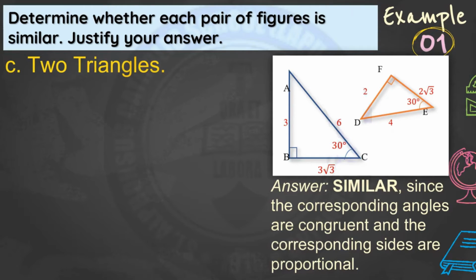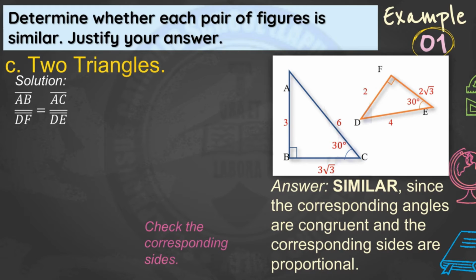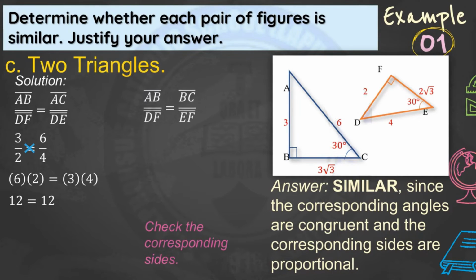To show that the two triangles are similar, first we have to check its corresponding sides. We have segment AB corresponds to segment DF, and that is equal to segment AC over segment DE. Then substitute the measure of each side. We have 3 over 2 equals 6 over 4. Then cross multiply. We have 6 times 2 is equal to 3 times 4. So that is 12 equals 12.